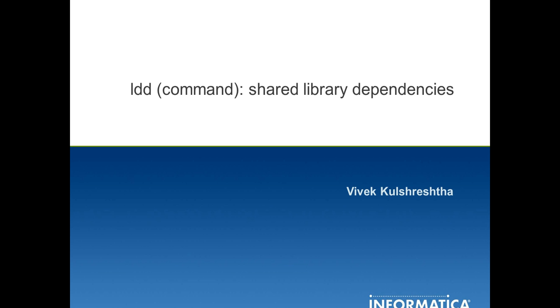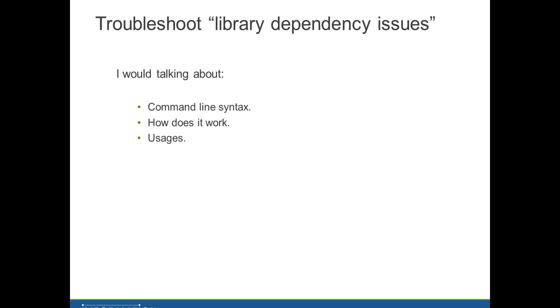Today I'm going to talk about a command line utility named LDD. This utility is helpful in displaying the list of dependency on libraries. It is available on the Linux and the Unix platform. On the Windows platform, there is a program named Dependency Walker, which does the same work. However, we are not going to talk about that. We will be covering majorly the command line syntax for the LDD, how it works and its uses.